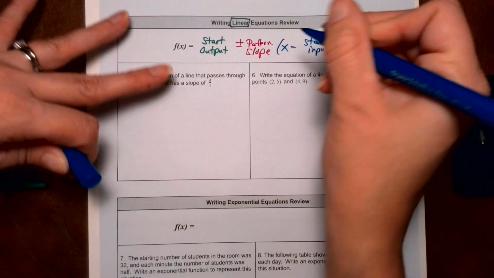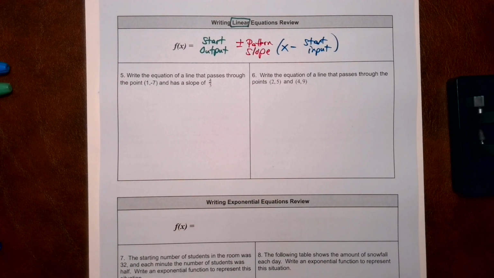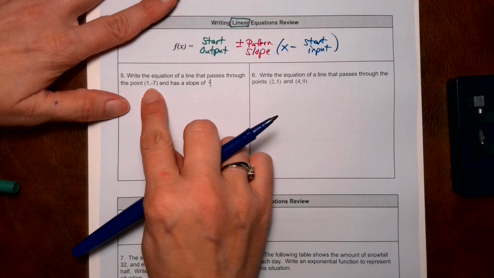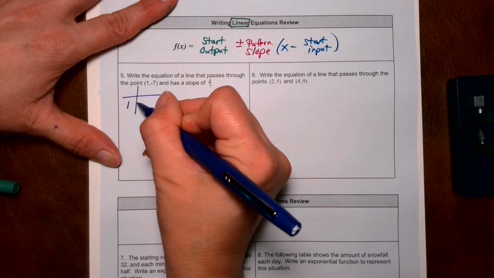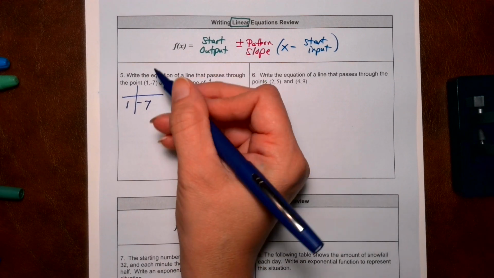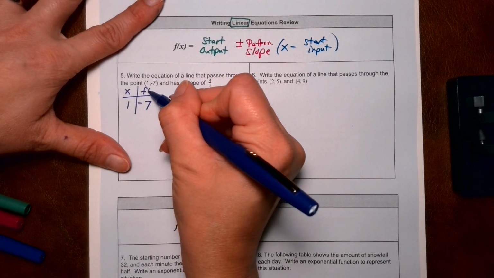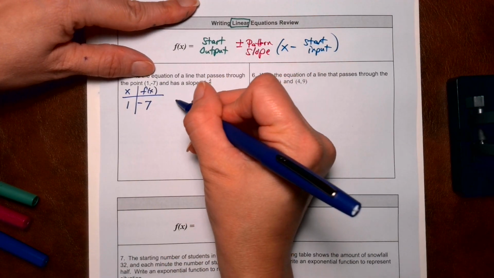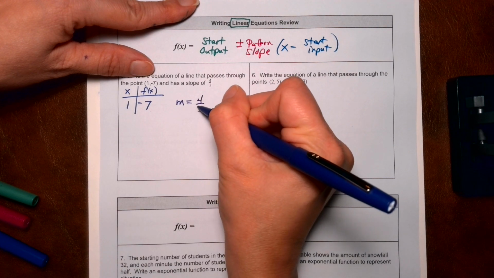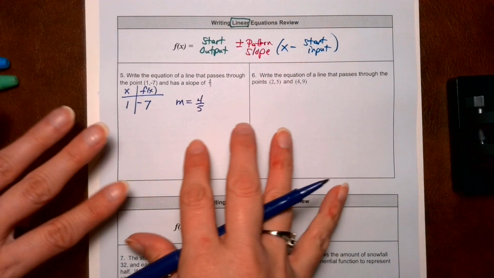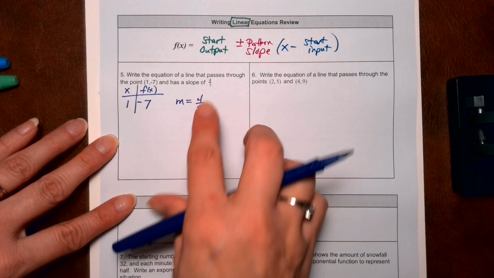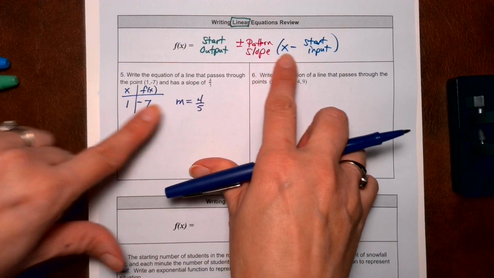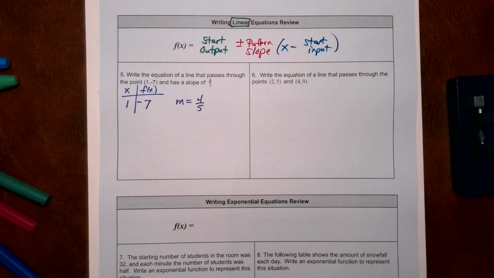Okay, so just to refresh how we did this, a lot of people took the information and put it into a table. You can certainly do that if you need to. So when it says that the equation passes through the point (1, -7), you could put that into your table, x and f of x. Some people can do it straight from that point. And now when it says the slope is 4/5, that's the pattern. We have all the information we need. We have the starting output, we have the slope, the input. Let's go ahead and write this equation.